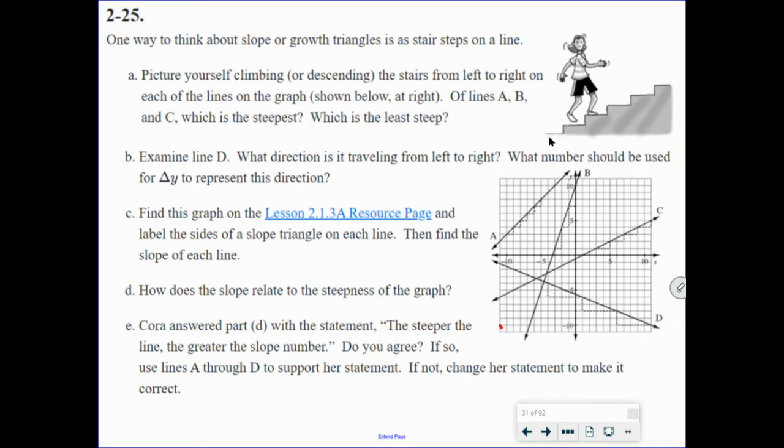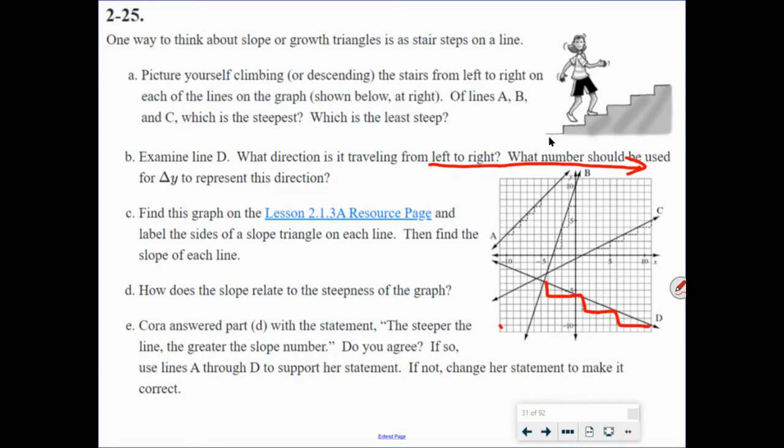Now, letter B. Examine line D. What direction is it traveling from left to right? Now, here's the thing. As we're working on graphs, we always go left to right. They're kind to say left to right, but you need to know that. We always go left to right. Okay? So letter D, as you're going left to right, what would you be doing with these steps? You would be going down.